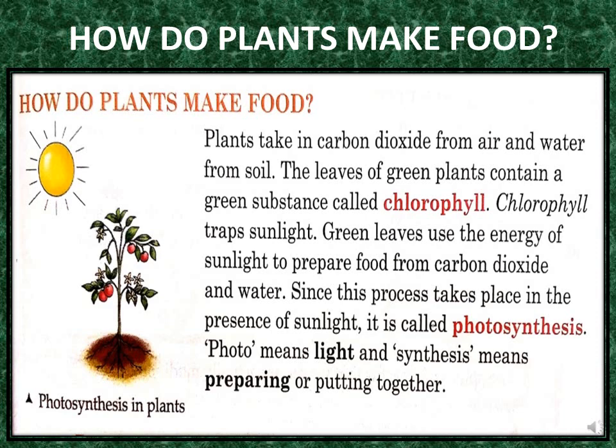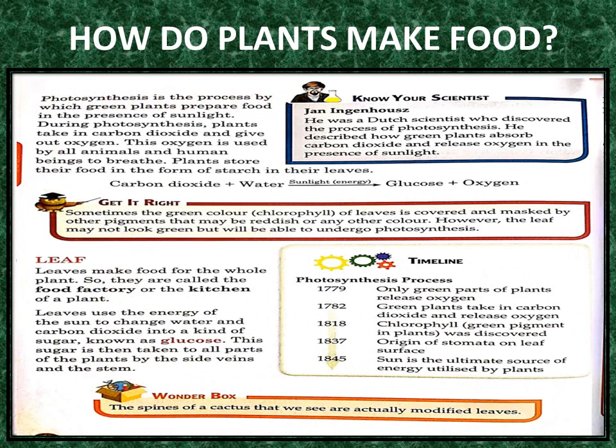Have you understood the conditions? CO2 from air, water from soil, the presence of sunlight, and also the presence of chlorophyll that is already present in the green part of the plant, that is, in the leaves. And then plants can make their food through photosynthesis. So it is the process by which green plants can prepare their food.